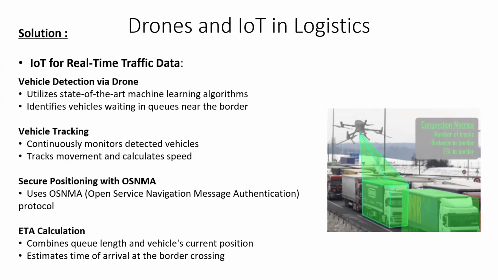be calculated. As you can see here in the image, the drone is on the highway and can detect trucks that are going to a destination.